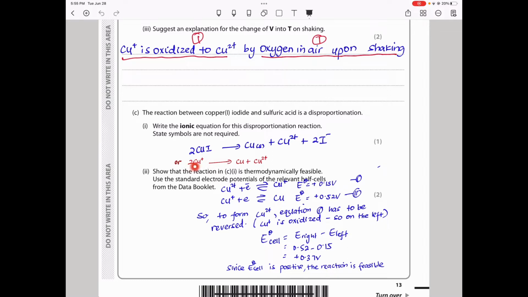So what you would summarize is going to be this. 2 copper 1s, 1 is going to be oxidized to form that, while 1 is reduced to form that. So that is the disproportionation reaction. So either that or that can be acceptable.